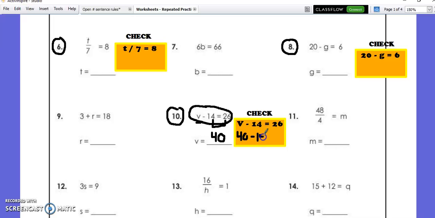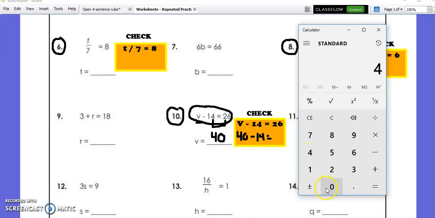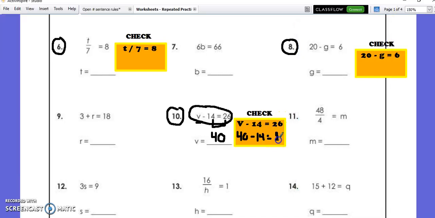If 14 taken away from 40, or in this case 40 minus 14, is the answer you expected, 26, matches 26, then you know that you are solving these correctly and you're starting to get the concept of basic algebra and the rules to follow.